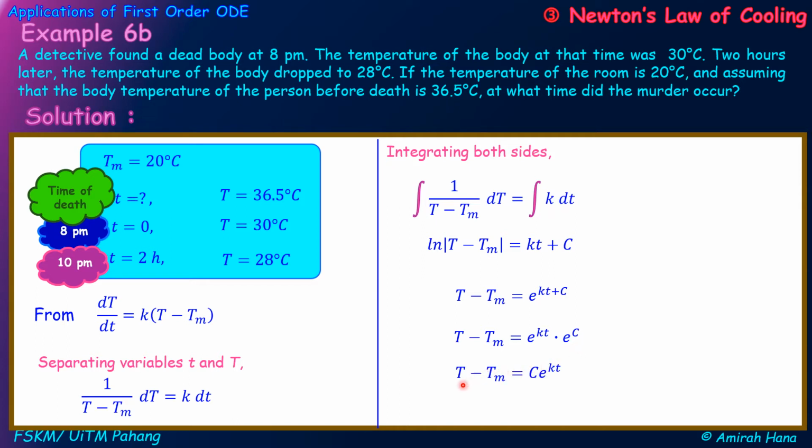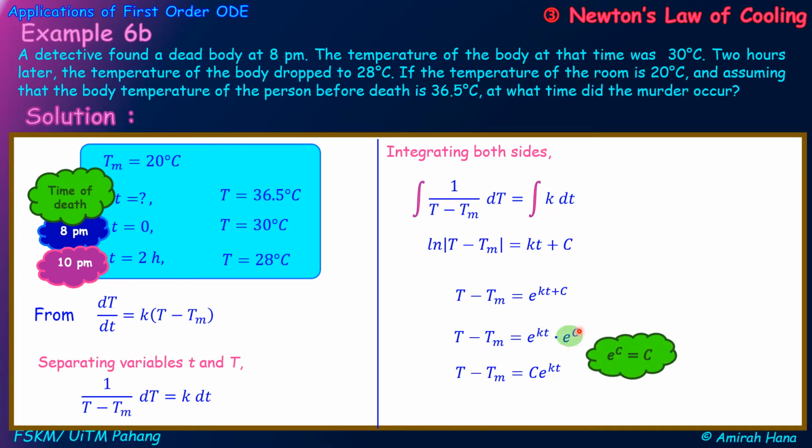After that, we can write T minus Tm equals C E to the power of KT. E to the power of C equals a constant, so we can write E to the power of C equals C. Because E here means the Euler number, which equals 2.718 something, which is constant, and a constant to the power of a constant will equal a constant. So we just write E to the power of C equals C only. That's why we get T minus Tm equals C E to the power of KT.